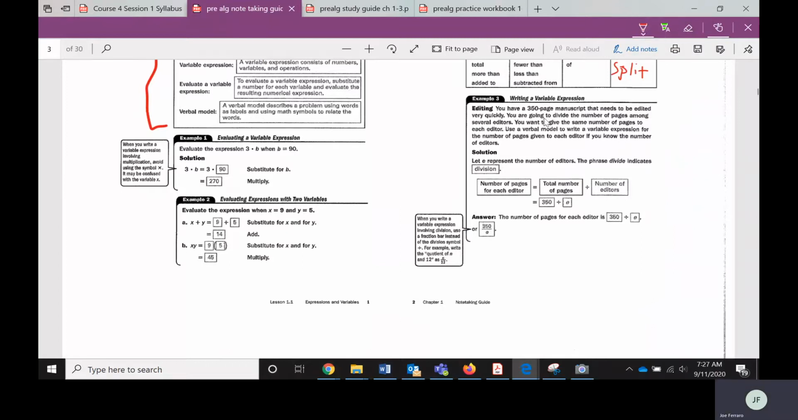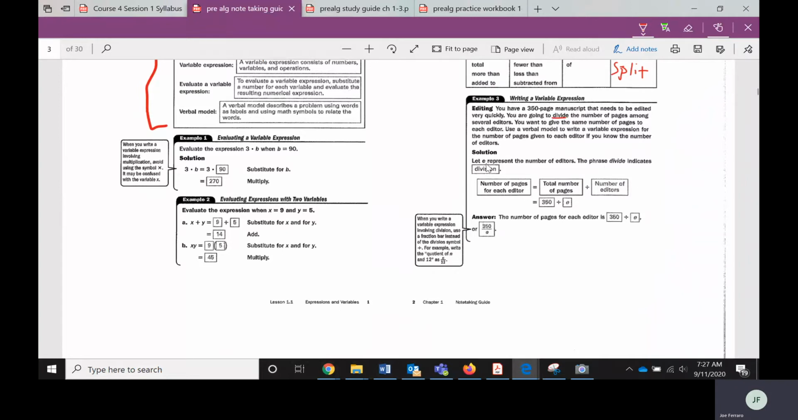Anyways, so it says you're going to divide the number of pages among several editors. You want to give the same number of pages to each editor. It says use a verbal model to write a variable expression for the number of pages given to each editor. So basically what you're doing is a verbal model and then write an expression. The verbal model, I'm not too worried about, but it does help you get to the answer.